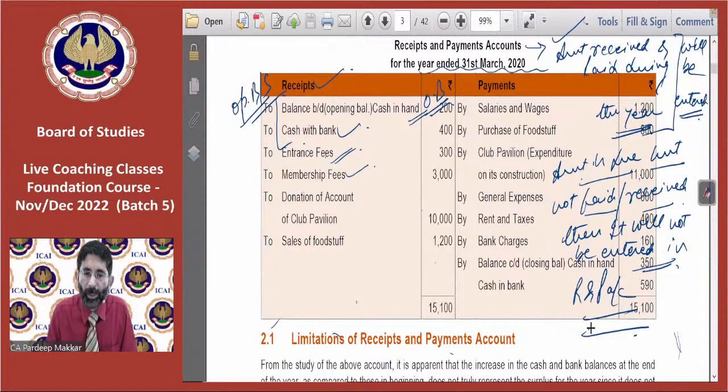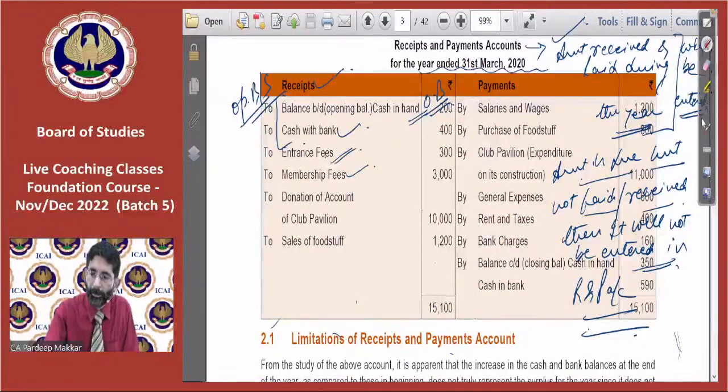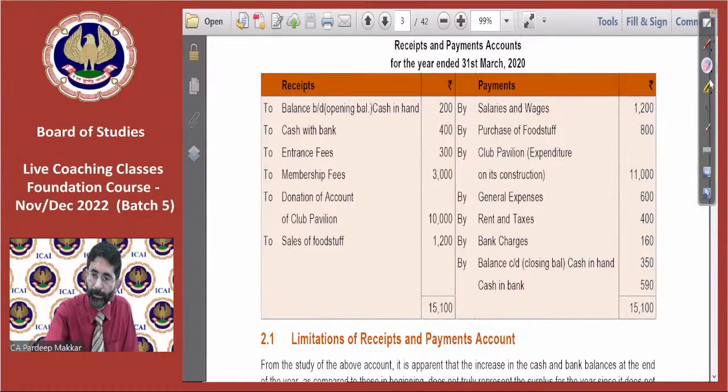I think the receipt and payment account concept is clear to everyone. Noted it down. Now, see here it is the donation account of the club pavilion. Whatever the club pavilion is, you know it very well. Sale of foodstuff: we are selling some product, and whatever sale is there and amount received will be entered here. Salaries and wages, everyone knows. Purchase of any particular item, any expenses incurred, whether capital or revenue, all will be entered.